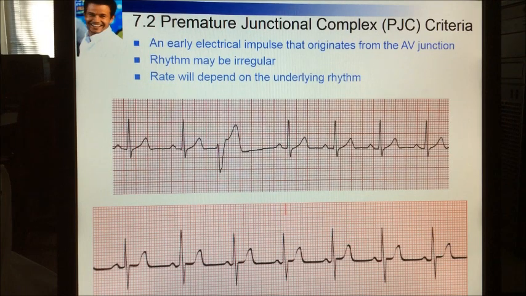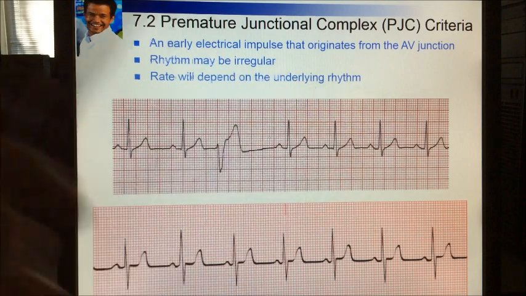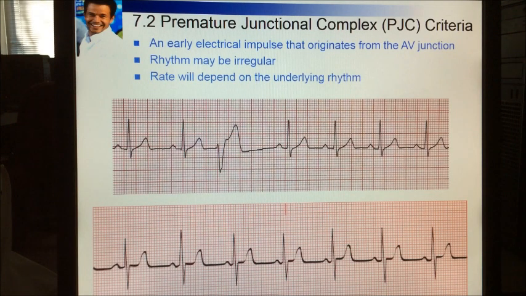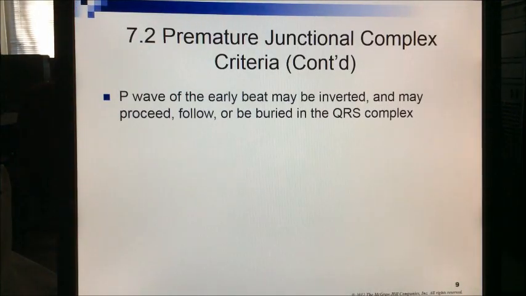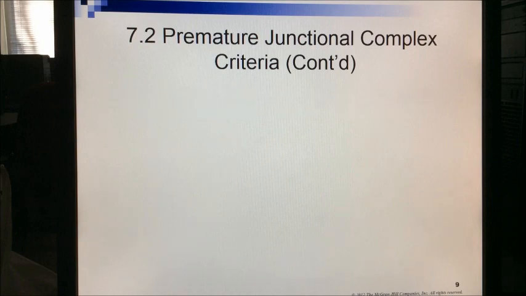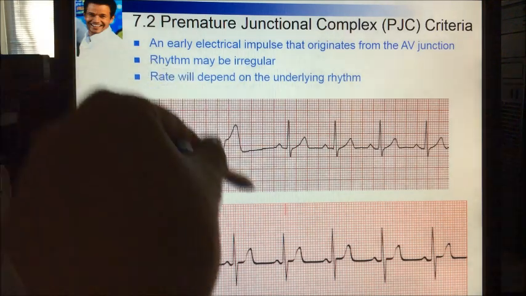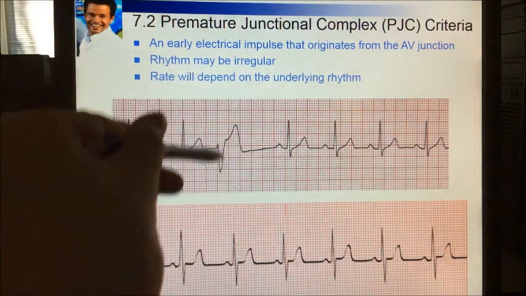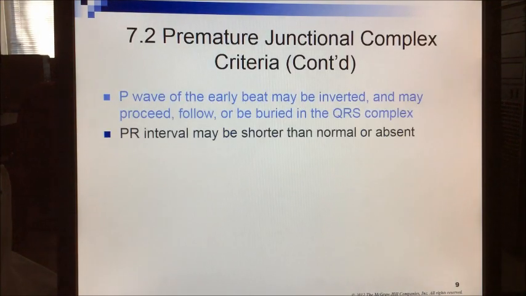Now, the rate is still pretty regular, though. Look. Boom, boom, boom, boom, boom. So the rate here in this example is pretty regular. However, it could cause it to be irregular just depending on how bad the premature complex is. So P wave, the early beat, is going to be inverted. It could precede, follow, or be buried in the QRS complex. So in this, we clearly see it, and then there's the QRS complex. But sometimes it could actually be hidden in the QRS complex. It really just depends. You'll see some of those here in a minute.